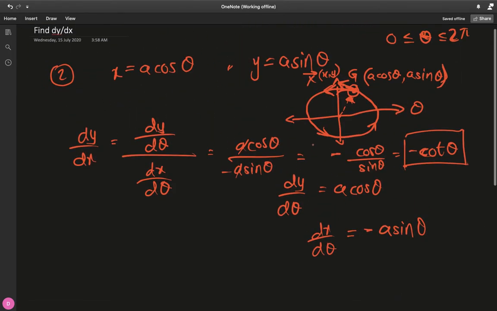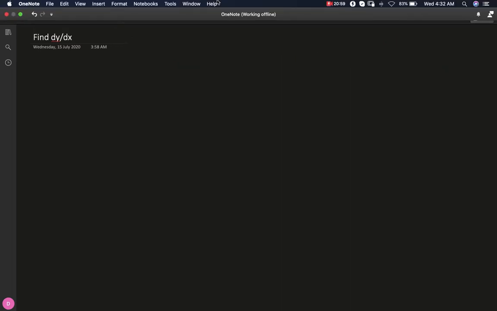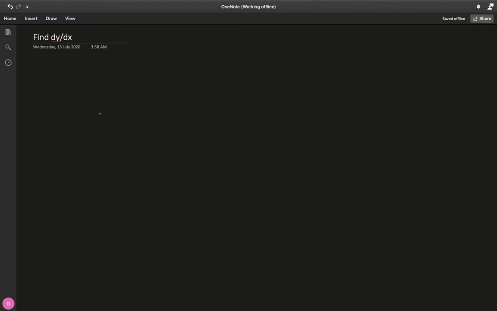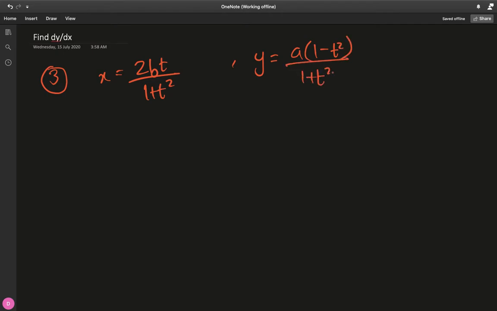So yeah, that's it for example 2. Example 3 now. Okay, we have example number 3. We have the parameterizations x is equal to 2bt over 1 plus t squared, and y is equal to a times 1 minus t squared over 1 plus t squared. They're telling us to find dy over dx, but at t equals 2.